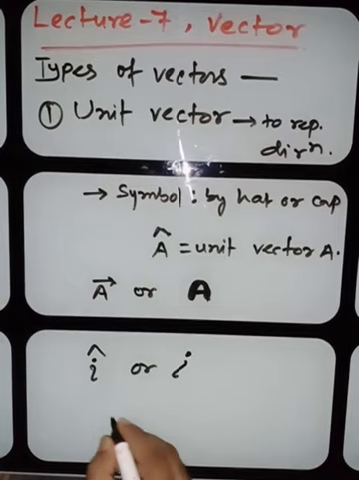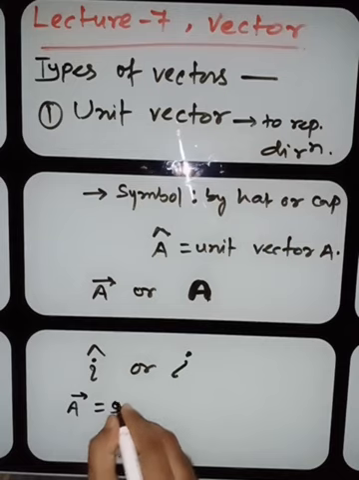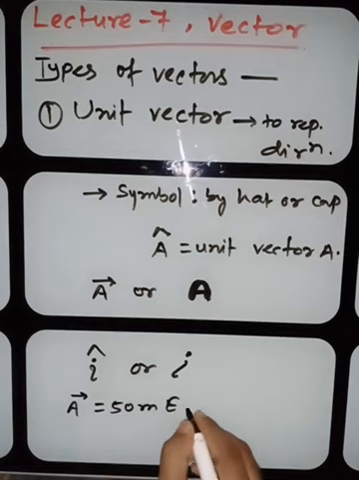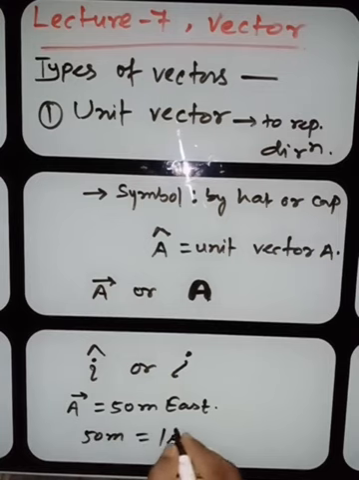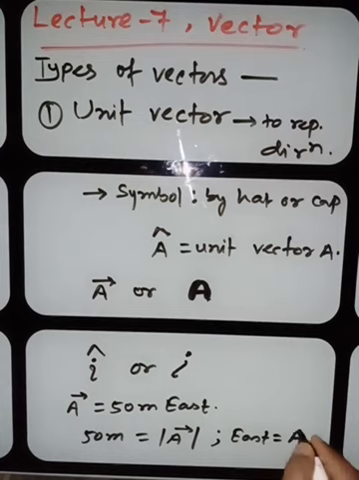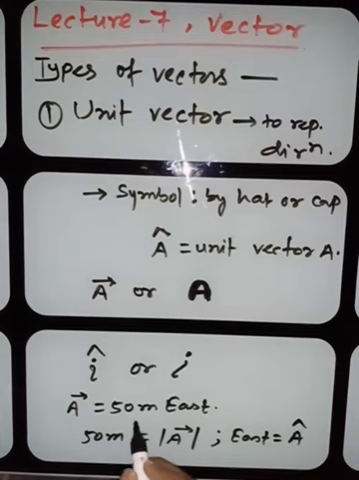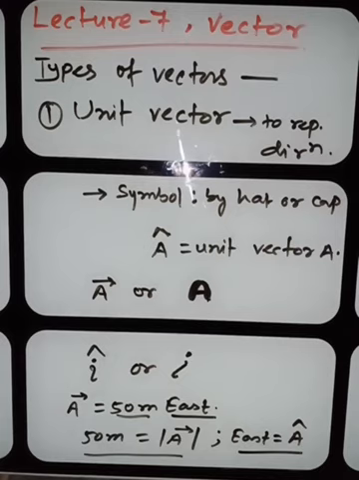Now come to the next point. If any vector is written in this way, the vector A as 50 meter east, then what is this 50 meter, my dear student? This is nothing but the magnitude of vector A. And what is this east? This is nothing but the direction of vector A. This is the magnitude and this is the direction. So you represent the magnitude in this way and the direction in this way. So this is a vector quantity.